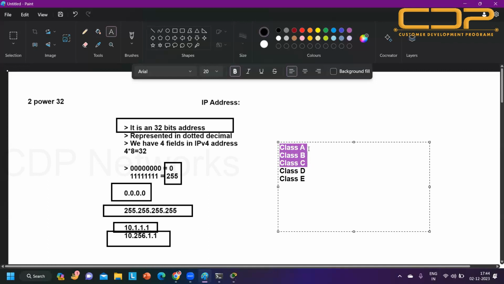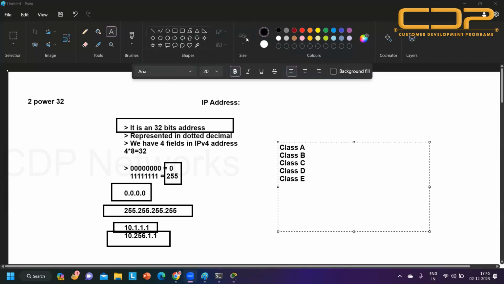Now may I know what is the range of class A? Tell me the range of class A. 0 to 126, okay. 0 to 127 or 126. Okay. What is the range of class B? 127 to 191. Okay. Can anyone tell me how we divide IP addresses into classes?